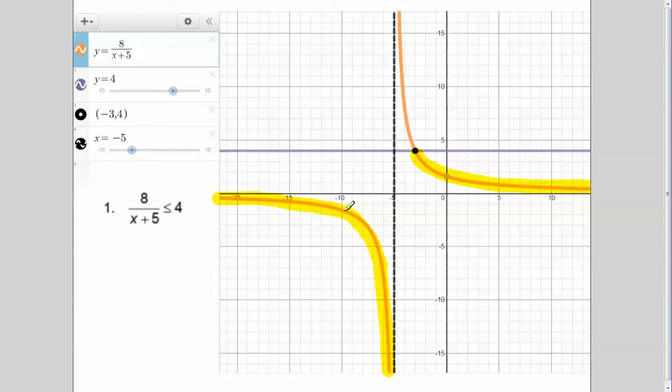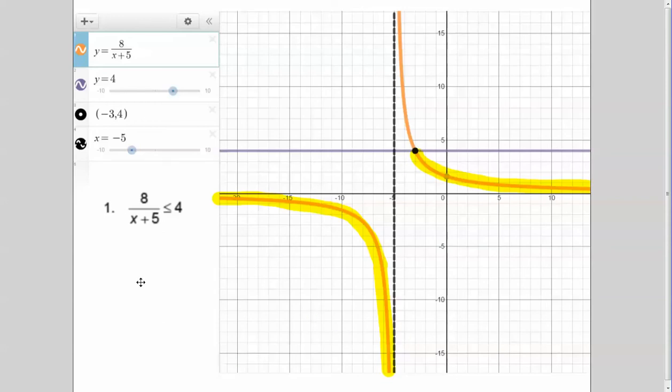So there are a couple of key values on this graph for finding our inequality: the vertical asymptote and the intersection point. You can see those establish the boundaries for possible solution sets, possible intervals.